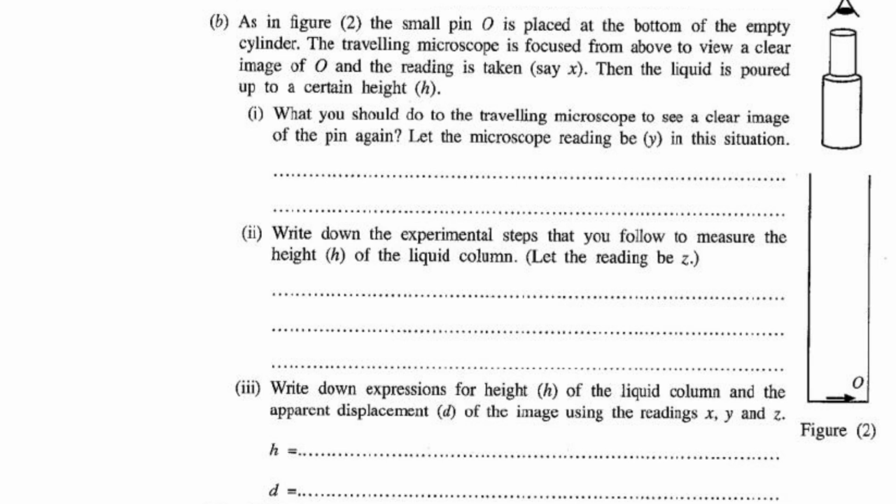In part B, as in figure 2, the small pin O is placed at the bottom of the empty cylinder. The travelling microscope is focused from above to view a clear image of O, and the reading is taken, say X. Then the liquid is poured up to a certain height H. Part 1, what should we do to the travelling microscope to see a clear image of the pin again? Let the microscope reading be Y in this situation.